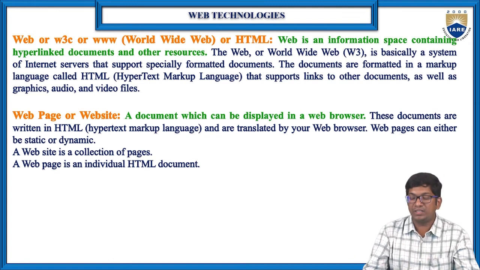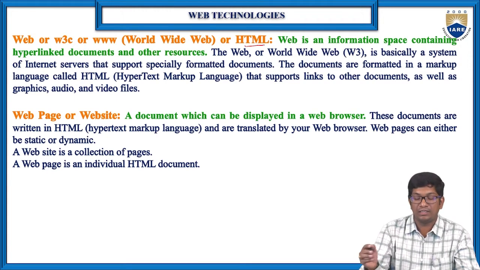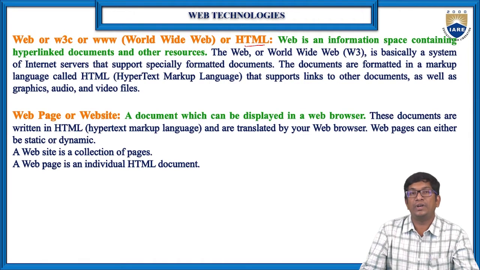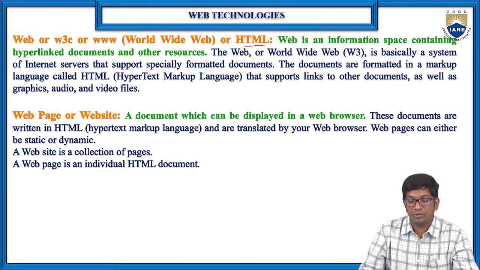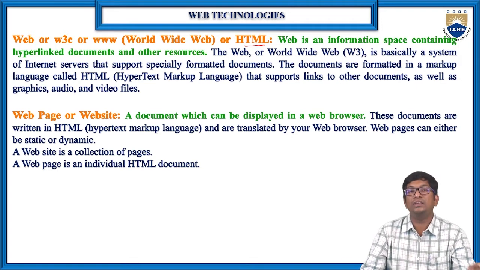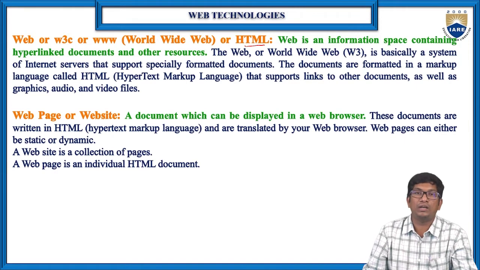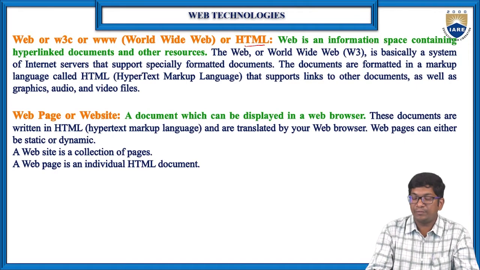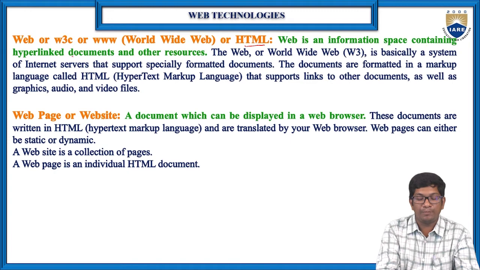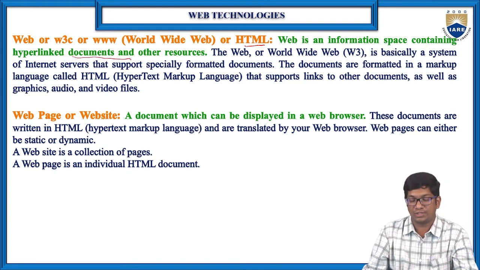So the web is an information space containing hyperlinked documents and other resources. See here, HTML: hypertext markup language. Markup languages are used to display the data in a web page. Coming to hypertext, what is hypertext? Linking one document to another document, that is hypertext markup language. So the web is an information space containing hyperlinked documents and other resources.